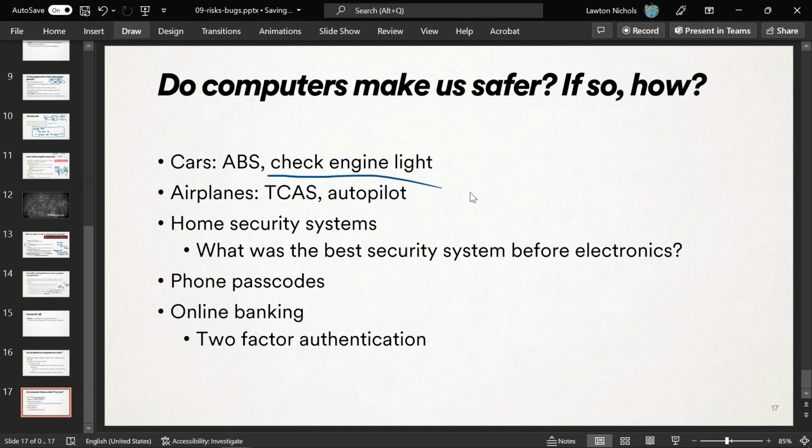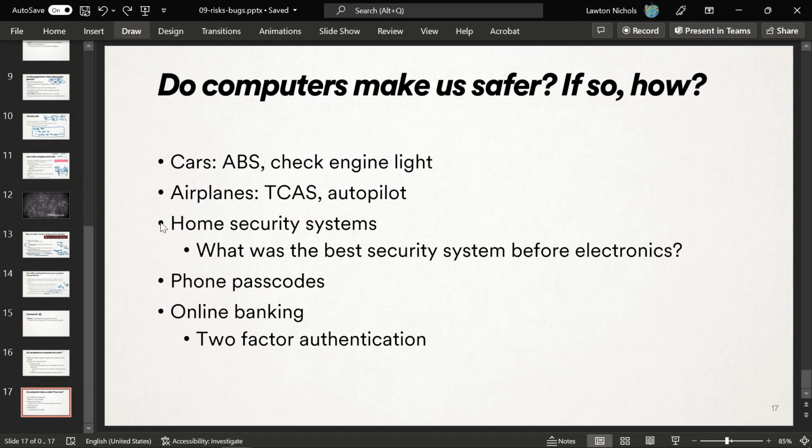The check engine light, cars didn't used to have that, right? If the engine was going to blow up, it was just going to happen one day, and you didn't get a little nice light to tell you that. So that's really helpful. Computers really are making us safer for some definition of safe. And then airplanes, of course. We have TCAS, keeping planes from crashing into each other. We have autopilot, so that tired pilots don't have to man the little plane steering wheel all the time, whatever that's called. That helps keep everybody in the air safe, right?